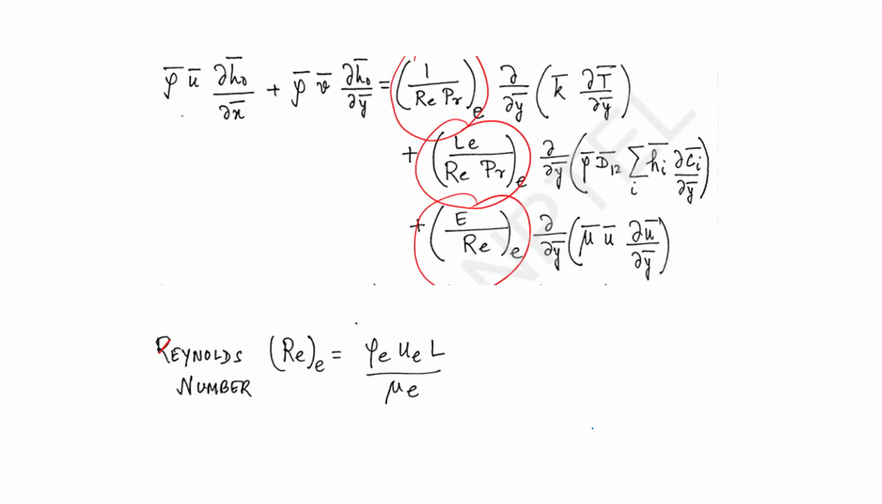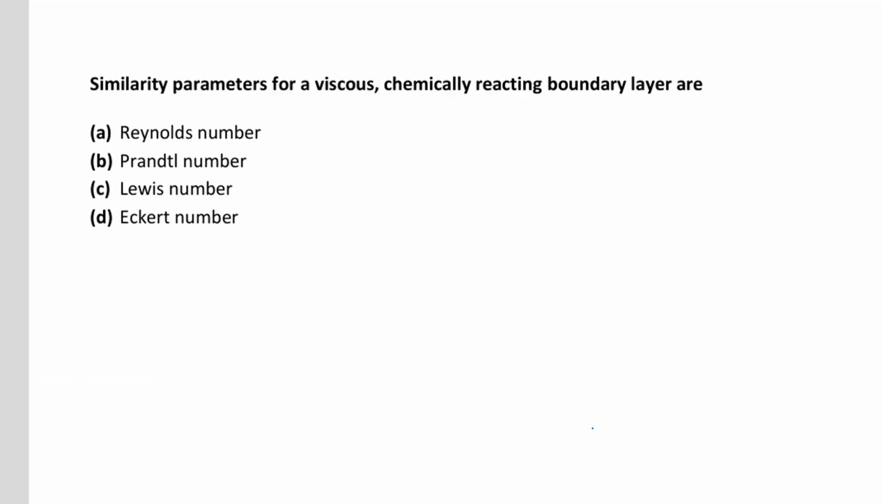So these four non-dimensional parameters are present. According to the problem, if we check the options, Reynolds number is present, Prandtl number is present, Lewis number is also present, and Eckert number is also present. So all these four options will be the correct answer.